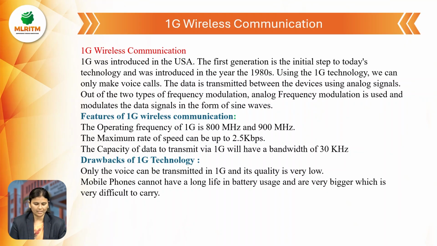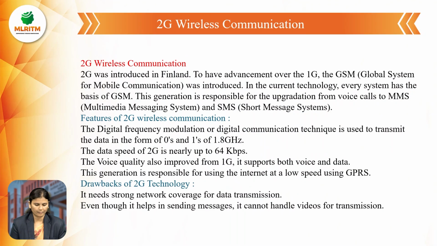The features of 1G: the operating frequency of 1G is 800 MHz and 900 MHz. The maximum speed can be 2.5 kilobits per second only. The capacity of data to transmit via 1G will have a bandwidth of 30 kilohertz. The drawbacks of 1G technology are that only voice can be transmitted and its quality is very low. The mobile phones do not have a long battery life and are very big, which is very difficult to carry. And next is 2G.